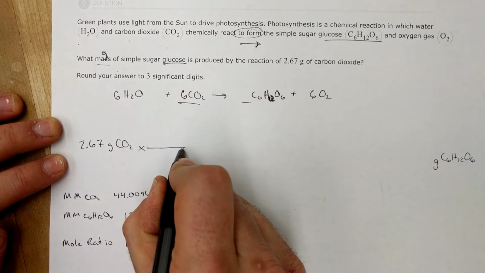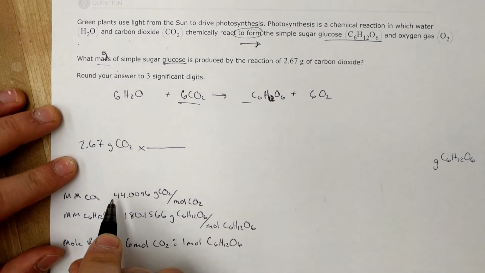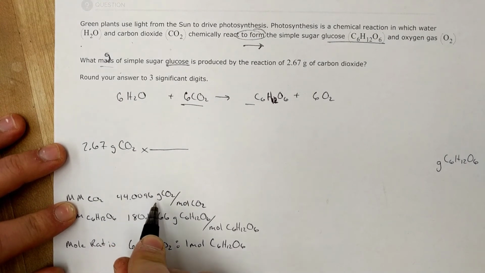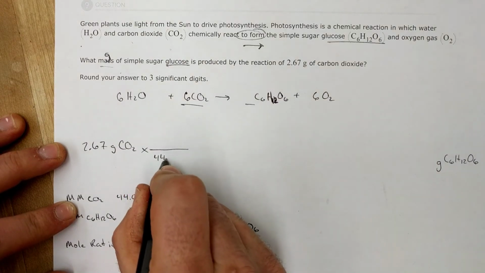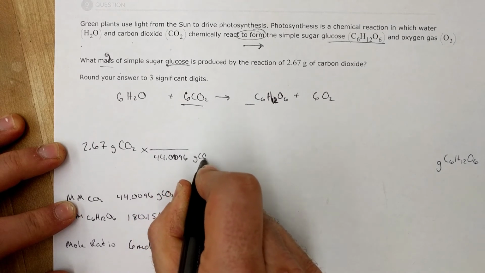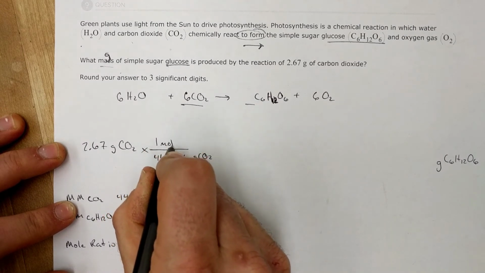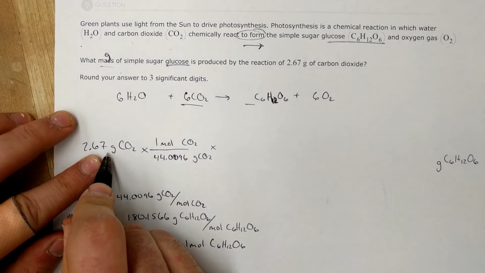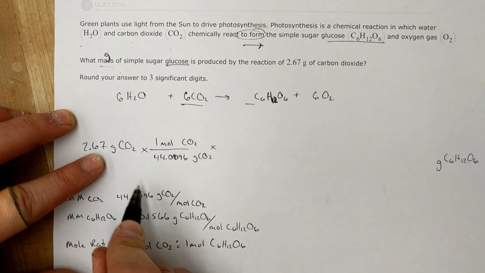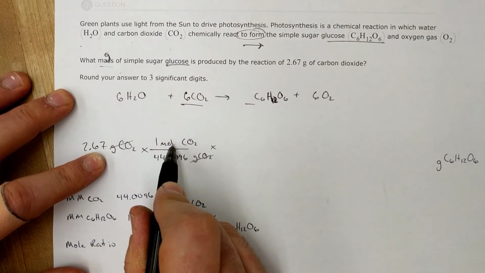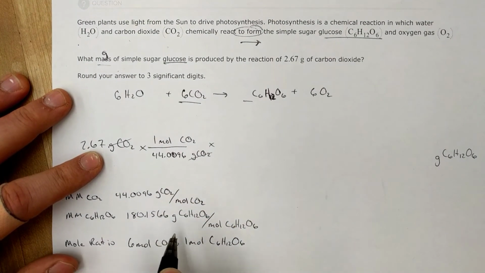So the very first one is we need to convert from grams to moles of carbon dioxide. The molar mass of carbon dioxide is 44.0096 grams per mole. So it's 44.0096 grams of CO2 per 1 mole of CO2. And that completes the first conversion. We need to make sure that the grams part of this ratio is on the bottom so that the grams will cancel. And our new unit that we've converted to is moles of CO2.